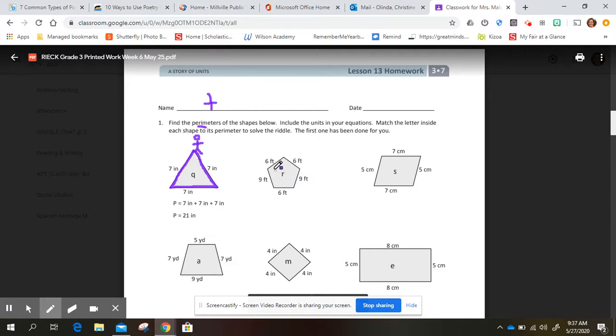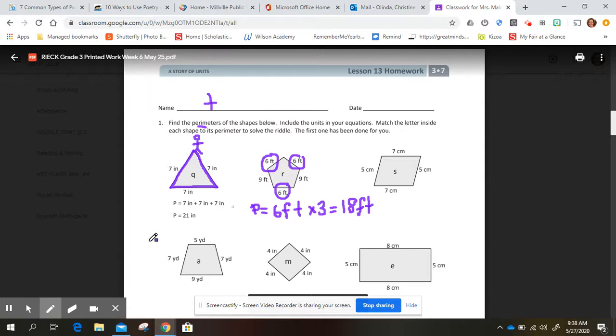Some of you might want to use this as mental math and say, oh, well, there's a 6 here and a 6 here and a 6 here. So I know that 6 plus 6 plus 6 is 18. 6 feet, and there's 3 of them. So that's why I'm multiplying by 3, because there's 3 6s. And that gives me 18 feet, because 6 times 3 is 18.